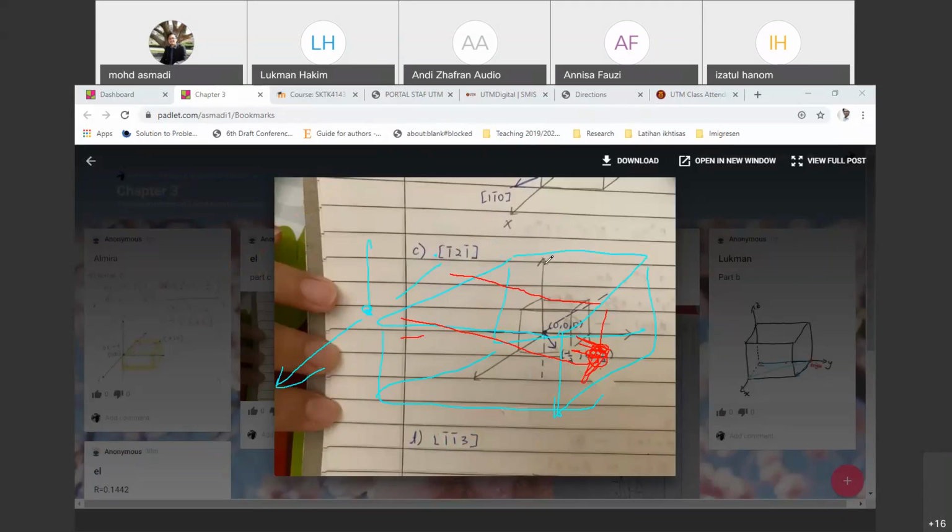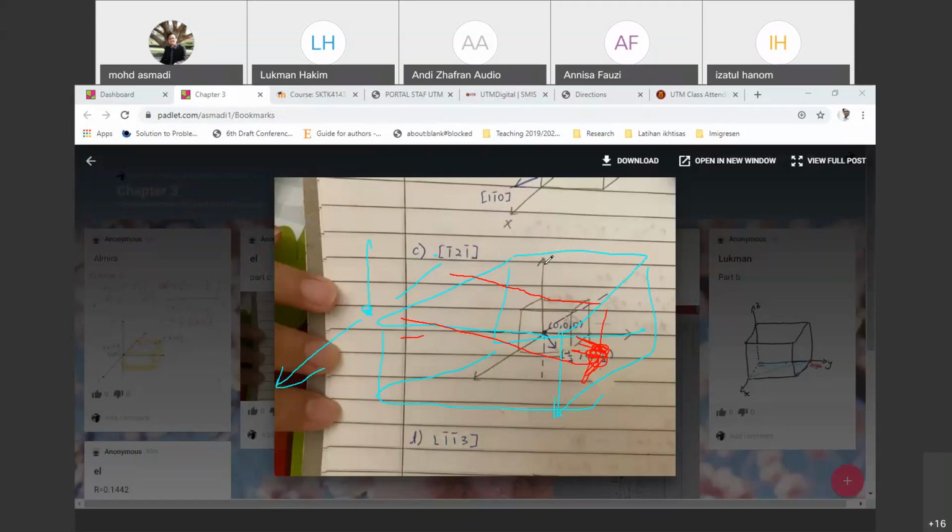So I give you the answer in the Padlet. So we finish our class. This one is the answer I give you. If you have any questions, I give you the WhatsApp group. Any questions? Because it's quite difficult to draw here, so I just give the answer.